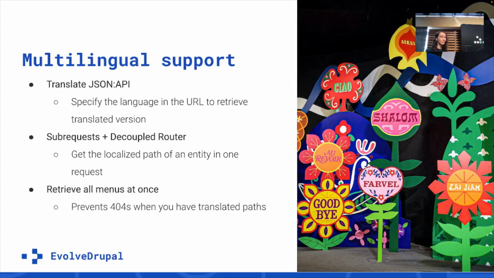And yeah, you can also be sure to use subrequests and Decoupled Router in case you have a translated path. You could have a path in English, but maybe for SEO purposes, or because you're required to, you can have your path in French or in some other language. And Decoupled Router would actually still return you the entity that it is associated with.